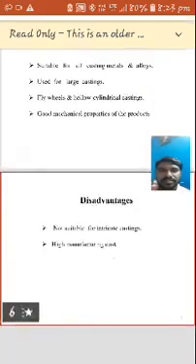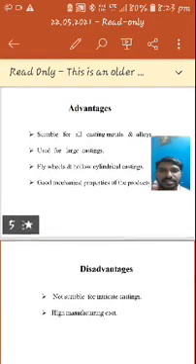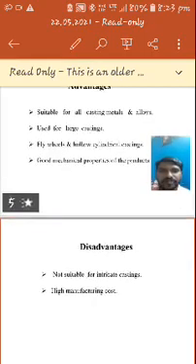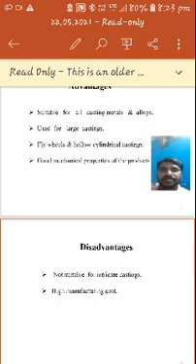We have some advantages. What are the advantages of centrifugal casting? It is suitable for all casting metals as well as alloys. It is suitable for ferrous and non-ferrous metals, and also for alloys. Alloys means a combination of two or more metals. So it is suitable there also.